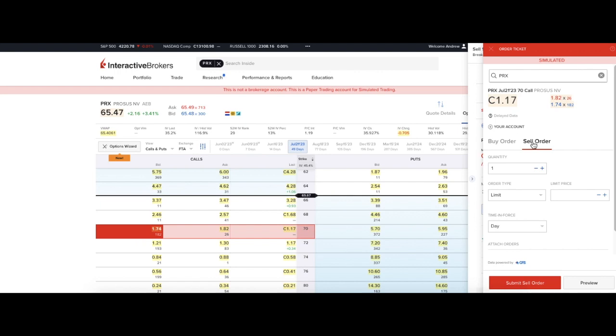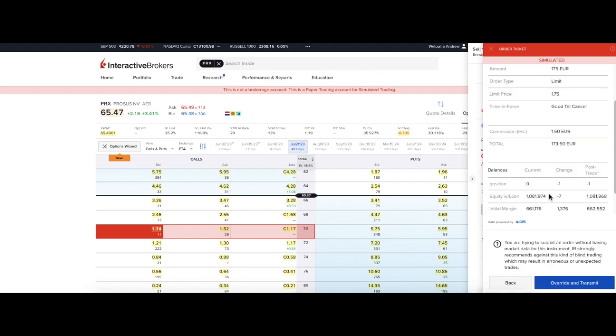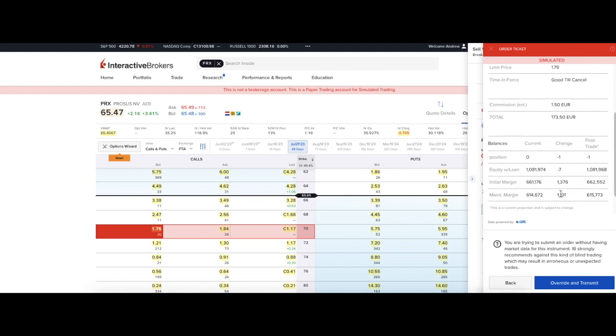So we want to do a sell. We're on the call side, we're selling Prosus, just one, which would be 100 shares. I'm going to put a limit price of 175 and good till cancelled. I'm going to press preview to see what that looks like. And that's correct. I'm going to get €175 deposited into my account immediately. It's going to cost me €1.50 to do this.